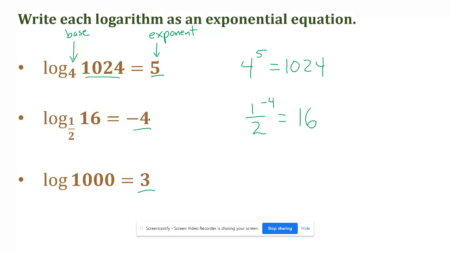And then the last one, again, we don't have a base written down there, so it's understood to be 10. So we'd say 10, our exponent over here is the 3, and then that's equal to 1,000. 10 to the third is equal to 1,000. So that's how you take a logarithm and rewrite it as just a regular old exponential equation. And you can do that just with regular numbers like this, but often you'll also do that with variables involved. And what you'll find is usually one equation or the other will be easier to solve. So if you can switch back and forth, it gives you more options.